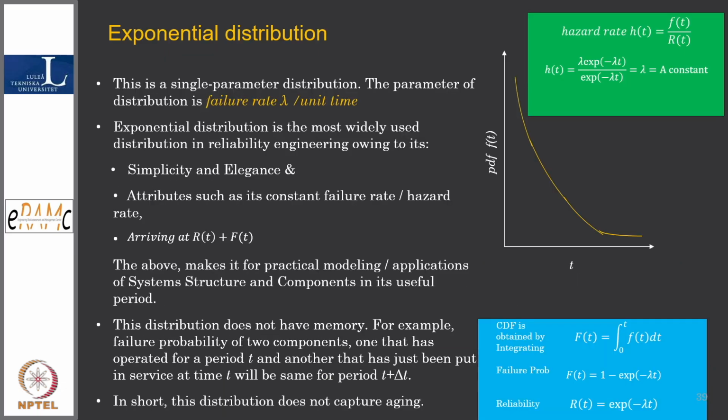Then the exponential distribution. This is a very elegant, simple distribution. Its formulation is also very simple because it has one parameter, whereas the log normal is a 2-parameter distribution. Its parameter is lambda. If I express reliability as e raised to the power minus lambda t, lambda is the parameter of the distribution. And we know that reliability plus failure probability is equal to 1.